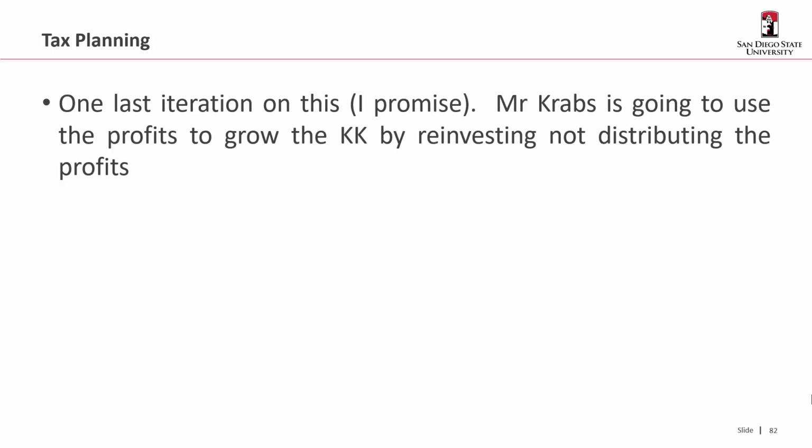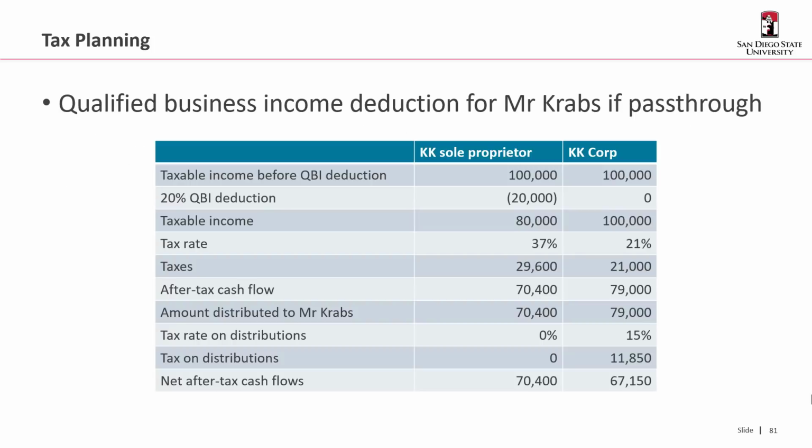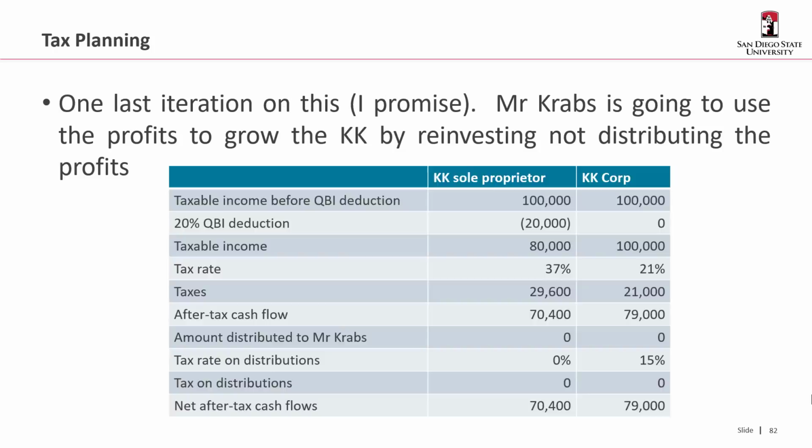Okay, so one last iteration we're going to go through on this, and this is that Mr. Krabs is going to use the profits to grow his business and doesn't need it to live off of, right? So one of the things we've looked at in all these previous versions is the idea that the cash is being distributed to Mr. Krabs so that he can line his pockets and do whatever he wants with the money. Maybe take out Mrs. Puff. But if instead the idea is, look, I want to roll the profits back into the business, then we may end up with a different result, and sure we do.